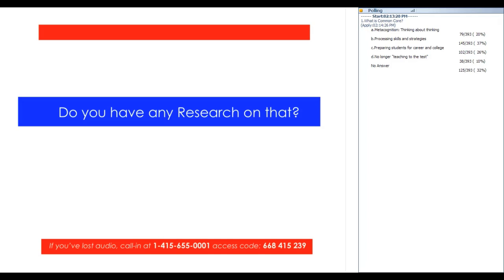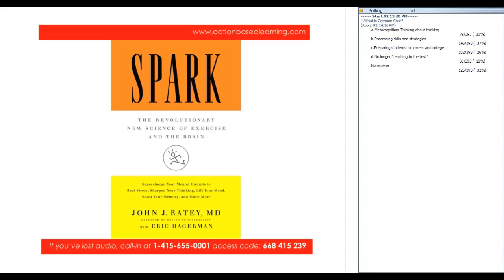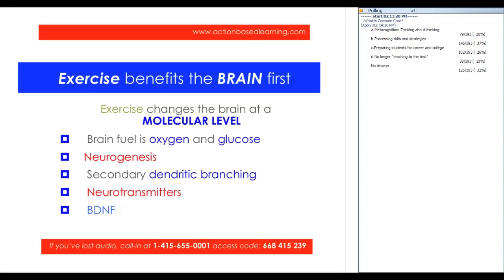And where do you have the research on that? A wonderful compilation of research is Dr. John Ratey's book called Spark, and it's the revolutionary new science of exercise and the brain. And he outlines in his book much of the research that I have been showing you. So that's a really good resource for you. But here's what he says in Spark. The reason why we exercise is to benefit the brain. And exercise benefits the brain first. Before it even benefits the body, it benefits the brain.